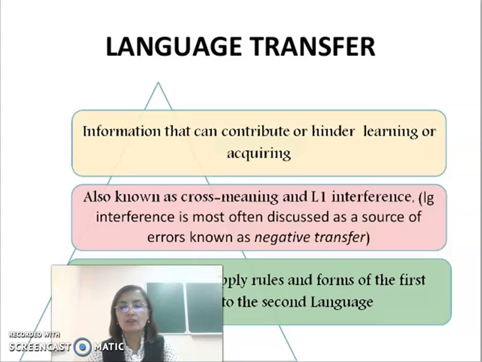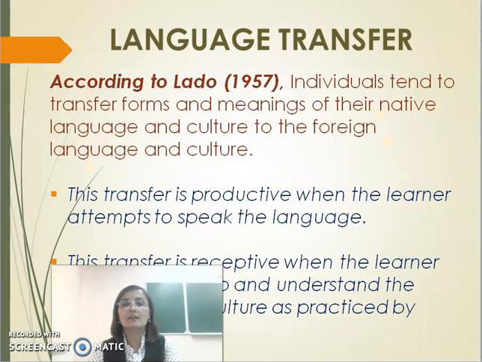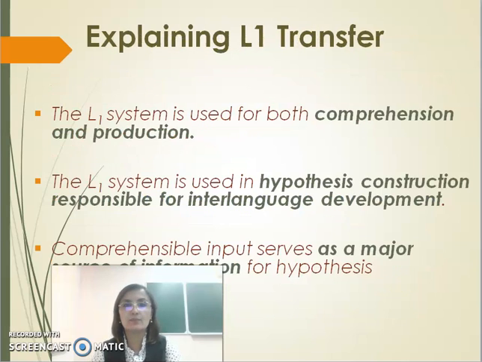Language interference is most often discussed as a source of errors known as negative transfer. So learners try to apply rules and forms of the first language to the second language. According to Lado, individuals tend to transfer forms and meanings of their native language and culture to the foreign language and culture. This transfer is productive when the learner attempts to speak the language. This transfer is receptive when the learner attempts to grasp and understand the language and the culture as practiced by native speakers.